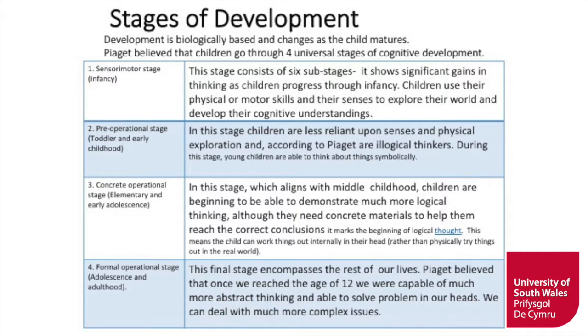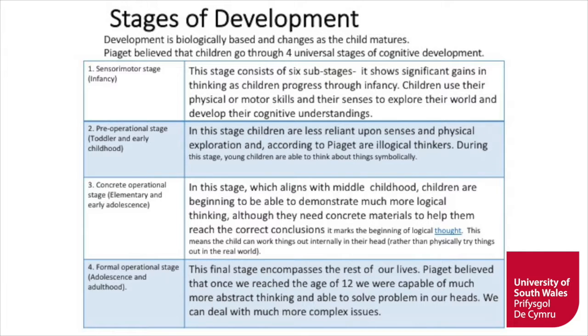So your first stage, which is in infancy, is the sensory motor stage. This stage consists of 6 sub-stages. So I'm going to give you a brief overview of this model now. If you want to go and do a little bit more reading and look at this in a little bit more detail, there's a plethora of information online and within the library on this topic. So as I said, this stage consists of 6 sub-stages that show significant gains in thinking as they progress through infancy. Children are using their physical and motor skills and their senses to explore their world and develop their cognitive understanding.